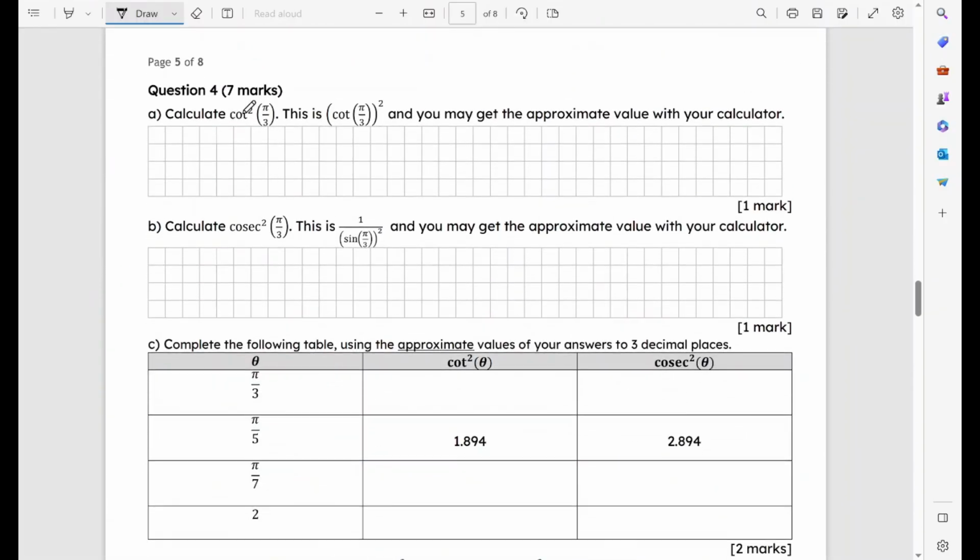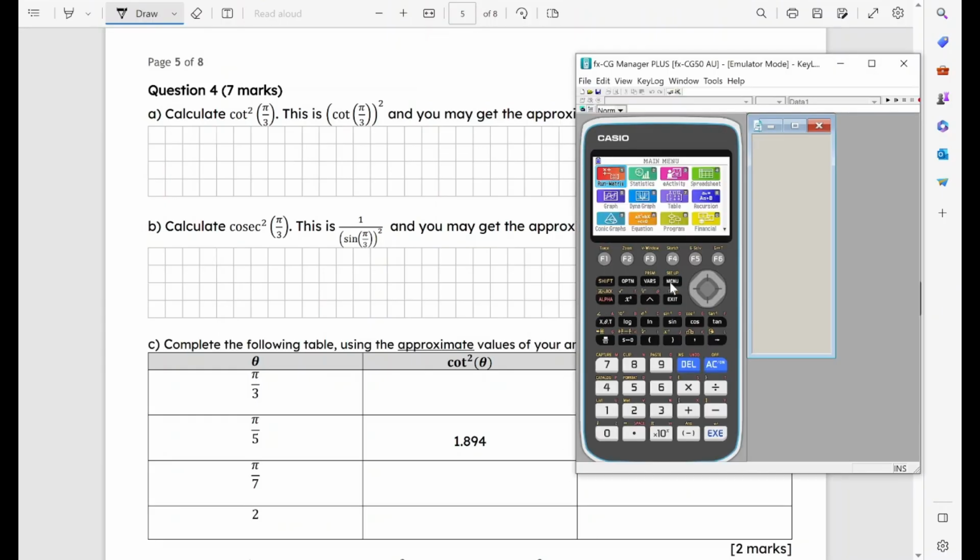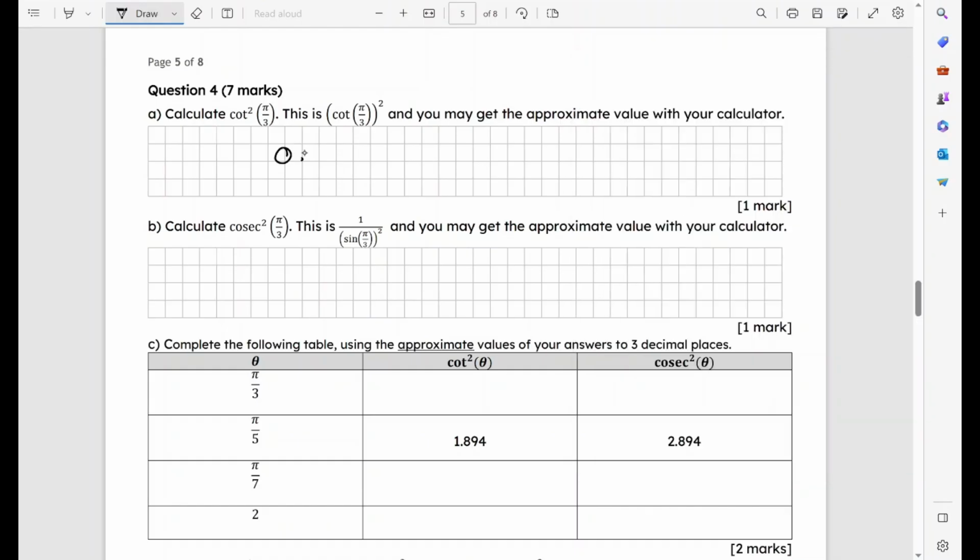All right, next one I'm doing is cot squared of pi over 3. Cot is 1 over tan, and we need to make sure we're in radians. Very important because they're talking about angles in radians. So we're going to be doing 1 over tan of pi over 3. That is our value there, and we're going to be squaring that entire thing because we're doing cot squared. So that is a third, approximately 0.333.